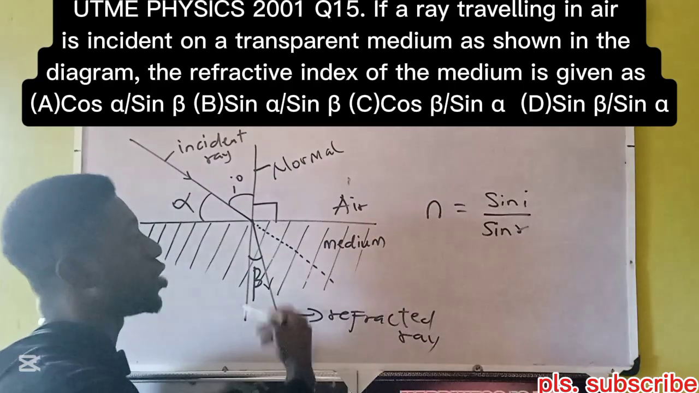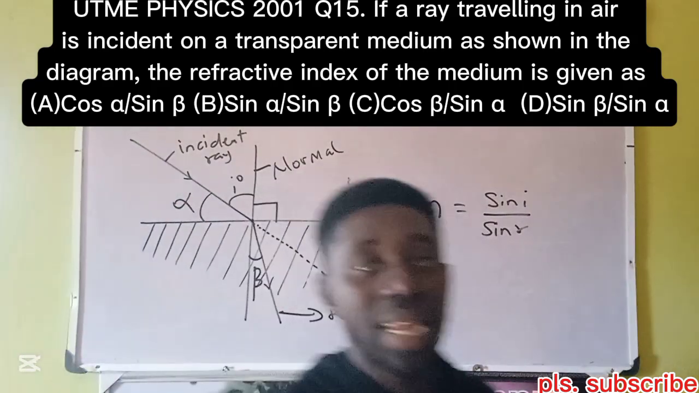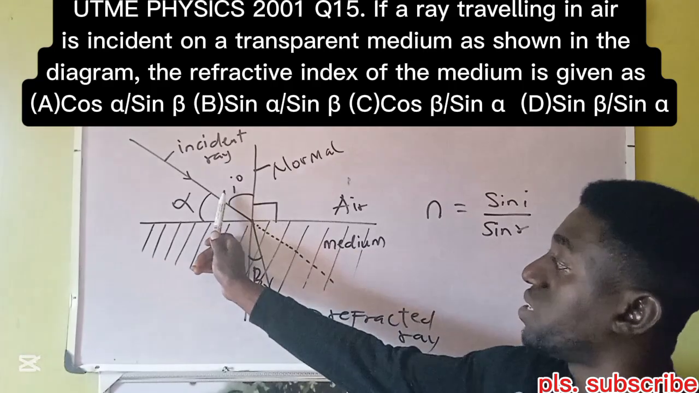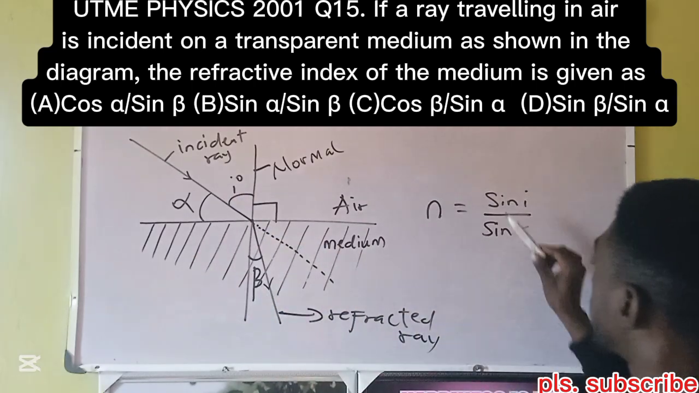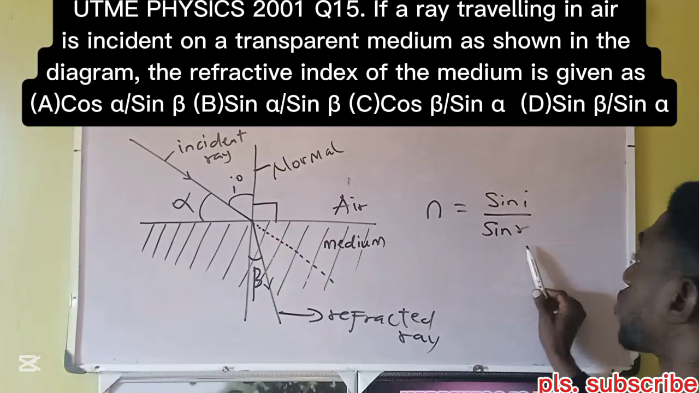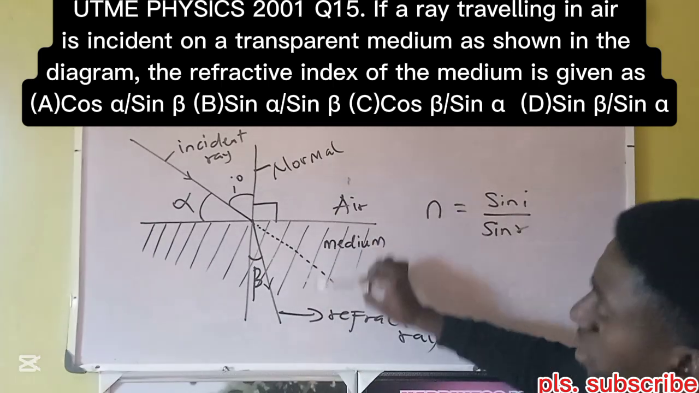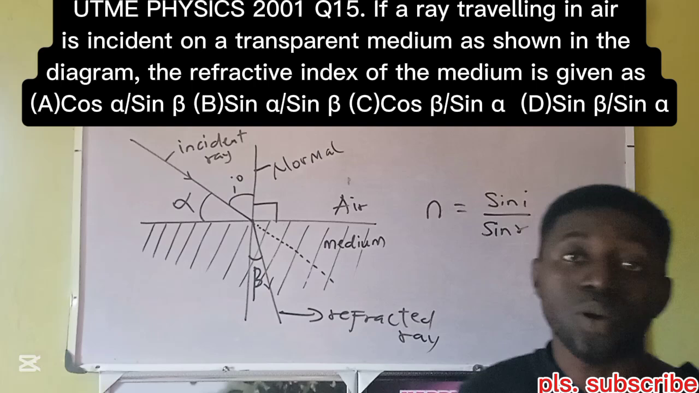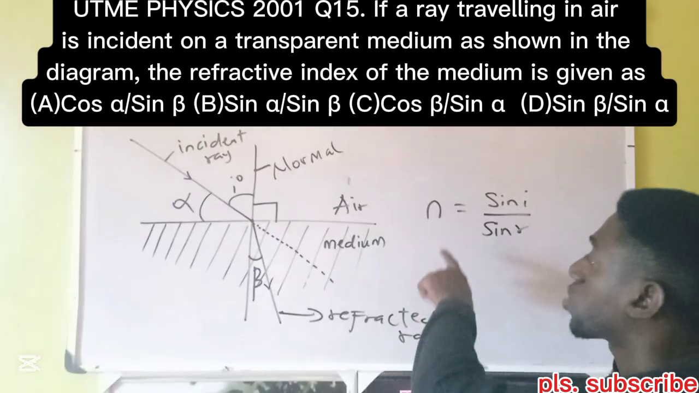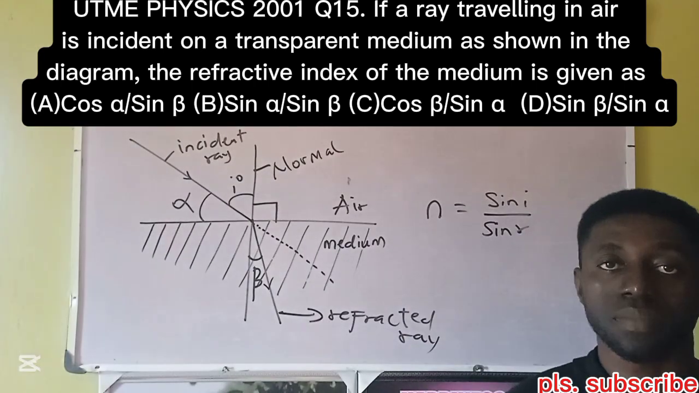If you do this experiment 1 million times, provided you know the incidence angle and the refraction that will happen there, you pick the angle, sine it, sine that of refraction, find the ratio, keep using the same pair of media, you keep getting the same answer here. That's why we say it's a constant, and that constant is called refractive index.